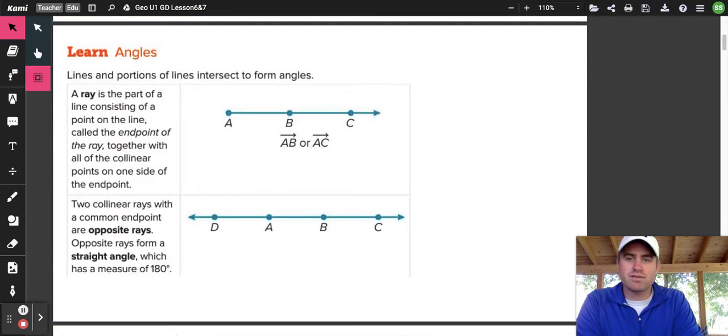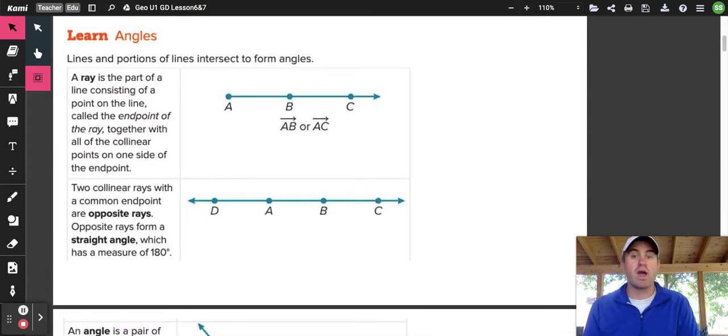All right, so our first conversation here about angles starts with a ray. A ray is part of a line starting from an endpoint. Remember, a line goes infinitely in both directions through 2 points. A segment stops at 2 endpoints. A ray is one portion of a line starting at an endpoint going in one direction forever. A ray is one of the components to an angle.